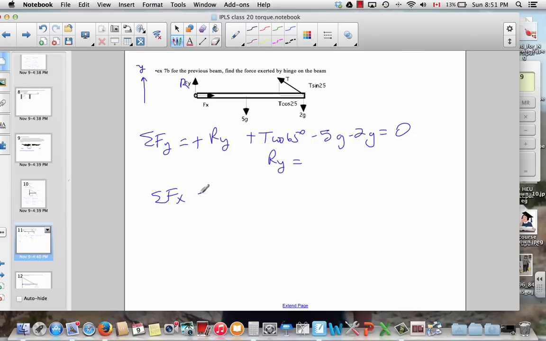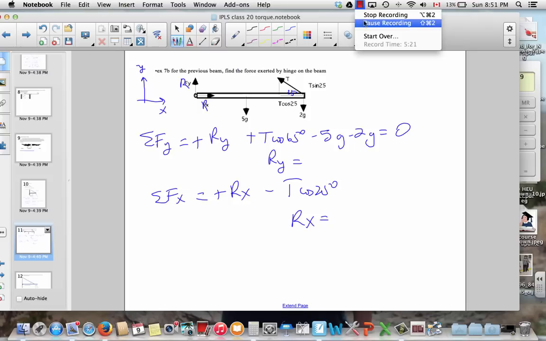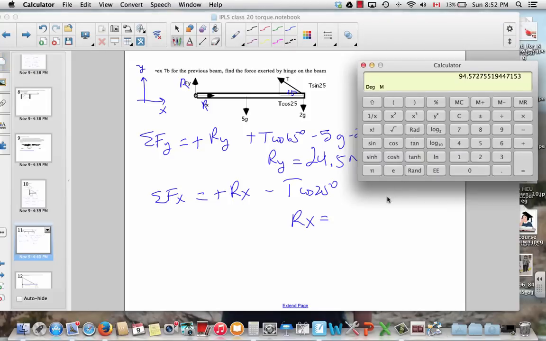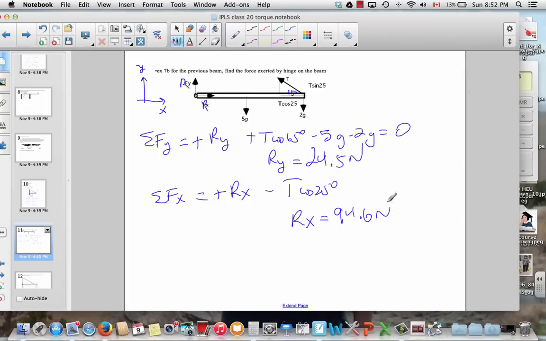Then in the x direction, in the positive x direction, here's my coordinate system, we have reaction x. And then in the negative x direction, we have this component of tension, which is T cos 25. Then you can solve for the x component of reaction. Okay, so solving, we find that the y component of reaction is 24.5 newtons, and the x component of reaction is 94.6 newtons, and you can find the resultant reaction force at the hinge.